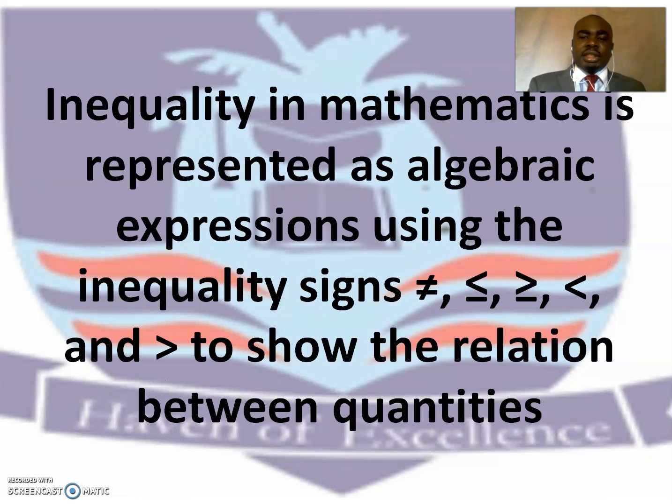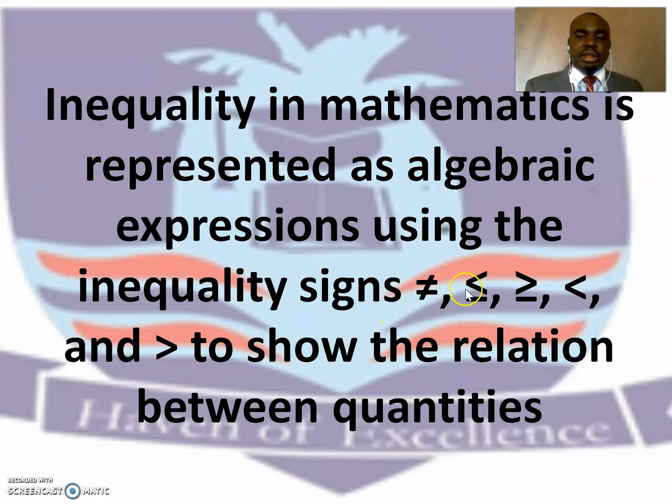Inequality in mathematics is represented with the following signs. We have this sign, the sign of equal to, with a line striking through it. This is called the not equal to sign. This, of course, means less than or equal to. This means greater than or equal to. This means less than, and this is greater than.